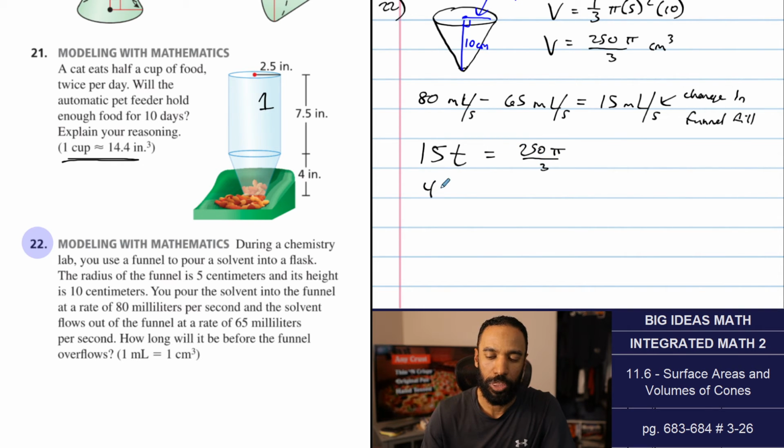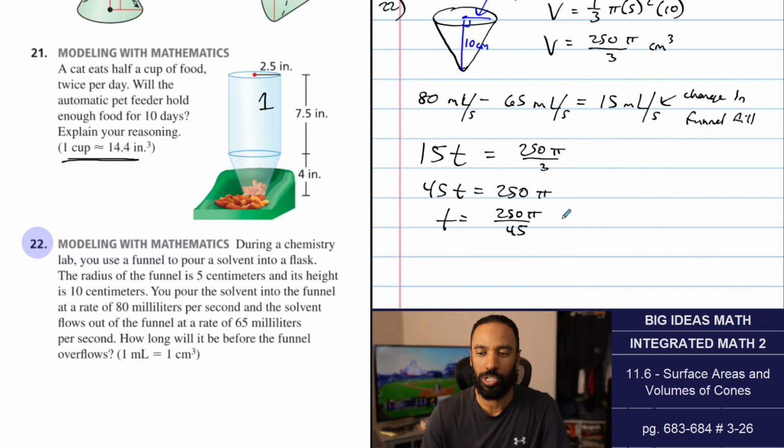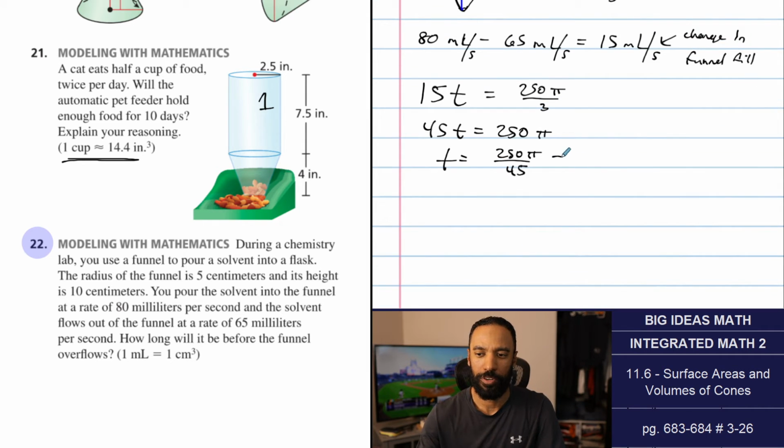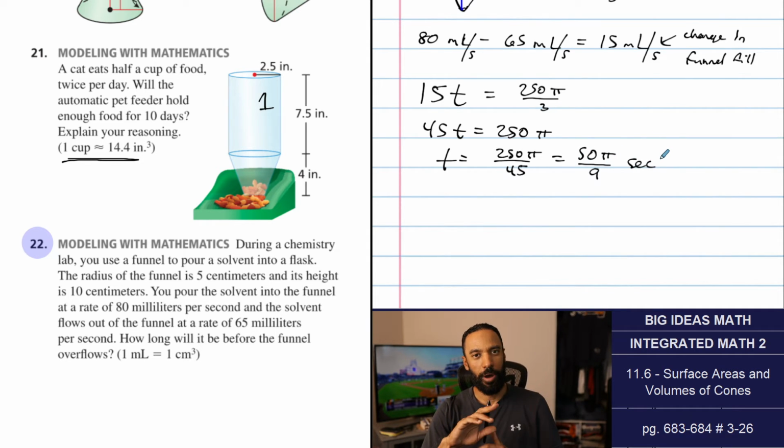I'll multiply both sides by 3. I get 45t equals 250 pi. And then I'll divide both sides by 45. I'll get t equals 250 pi over 45. That could reduce to 50 pi over 9. And this is seconds, by the way. Yeah, 50 pi over 9 seconds.